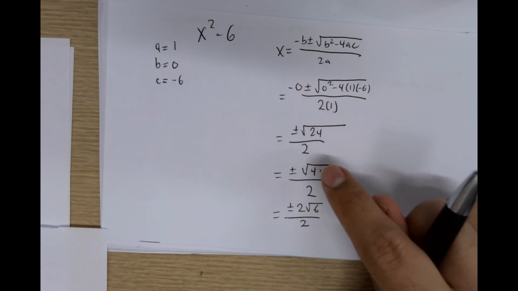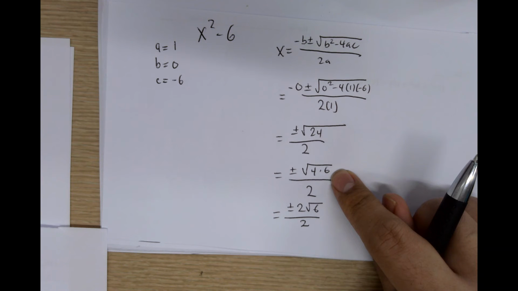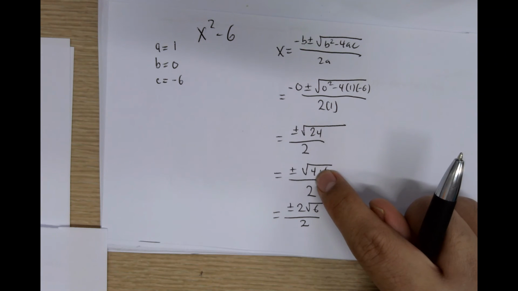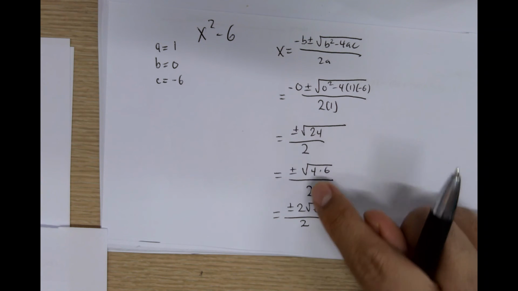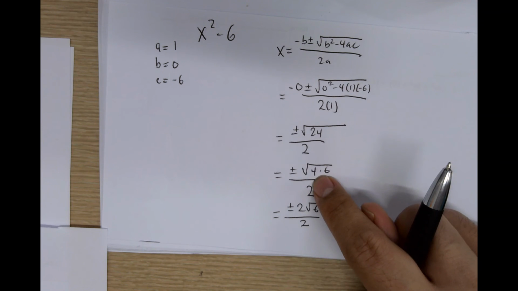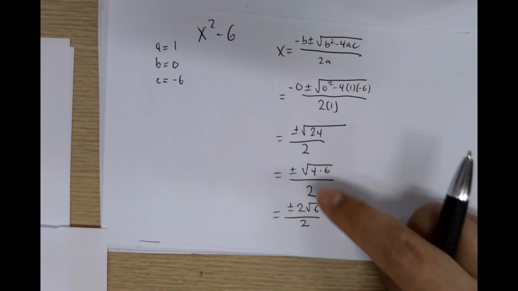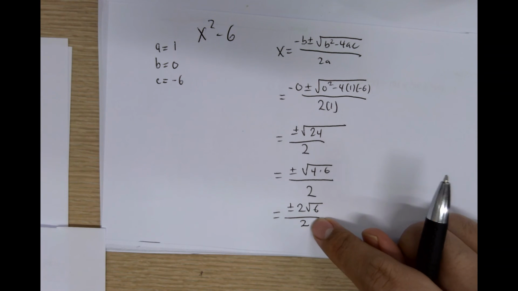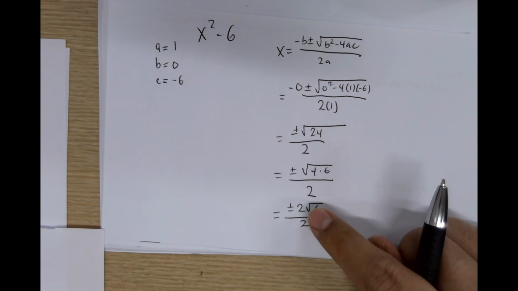The next step, you can see that I factored it out. So 4 I can take the square root of, which would just be 2. So a 2 comes on the outside because 2 times 2 equals 4. So one of the 2's goes on the outside. So then it's 2 times the square root of 6 divided by 2.